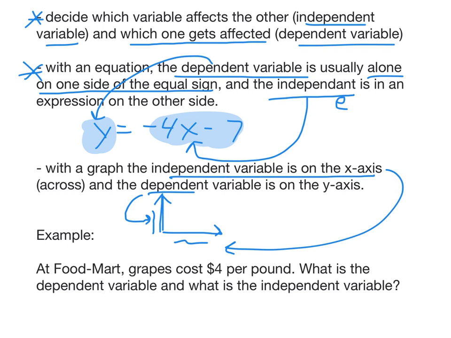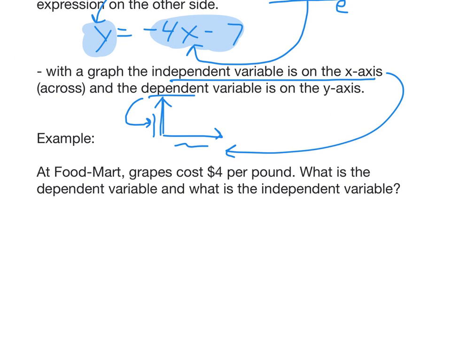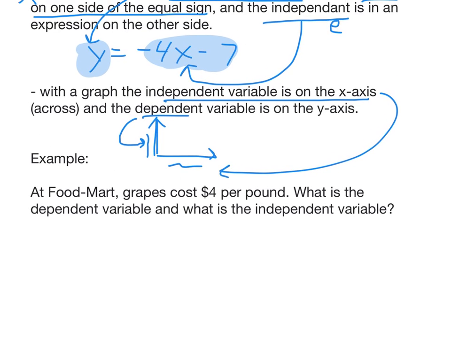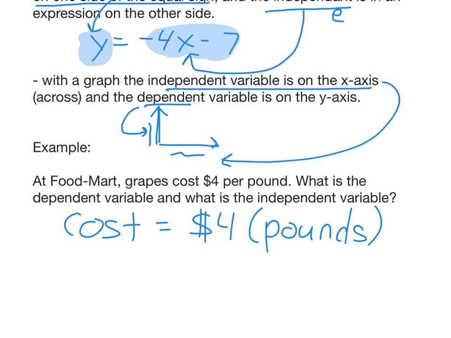Okay, so here's an example. At Food Mart, grapes cost $4 per pound. What is the dependent variable and what is the independent variable? If this was an equation, we would say the cost of the grapes equals $4 times the pounds. Okay? So if it was 7 pounds, if you bought 7 pounds of grapes, you would do 7 times 4, and that would be the $28 total cost.